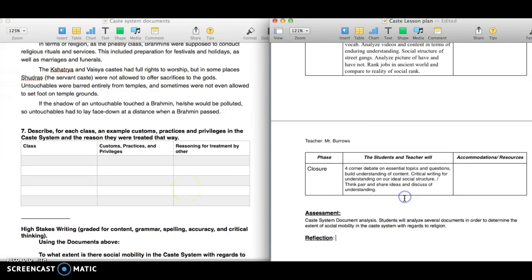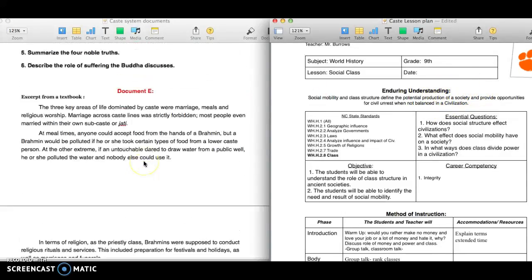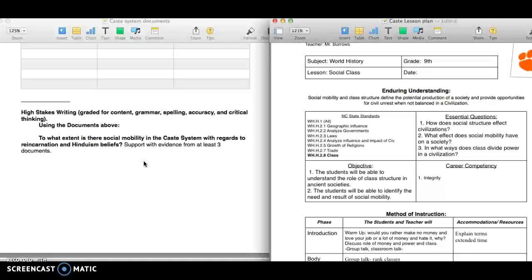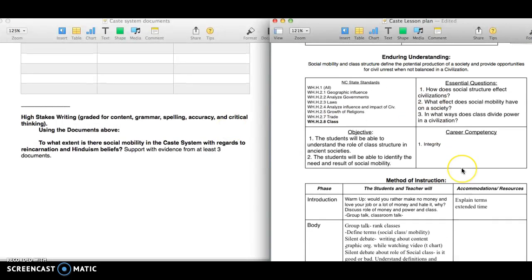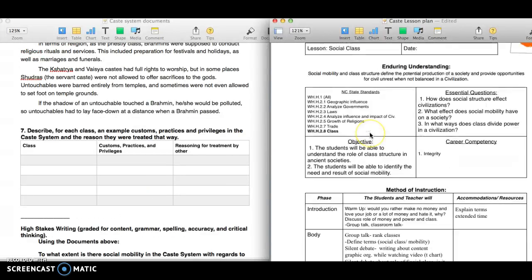They need to apply what they know, and hopefully that gets us back to our objectives, our essential questions, and then our enduring understanding. They know and can define social structure, social class, what the point of it in society was, and then they can apply it to their own relevancy and understanding. And this assessment right here, this write-to or high stakes writing, that is something that you can grade and you can judge: do they know it?